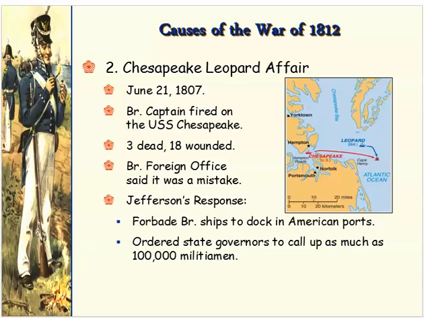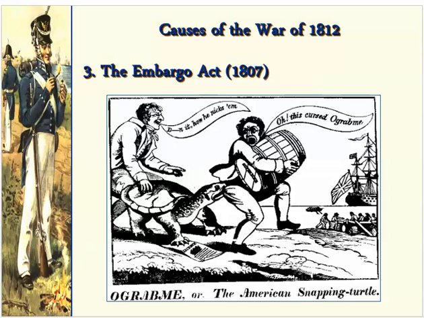Jefferson issues a pretty stern response. He forbids British ships to dock in American ports, and he orders the state governors to call up 100,000 militiamen in preparation for possible war or a land attack by the British. And so this leads us into the Embargo Act of 1807.